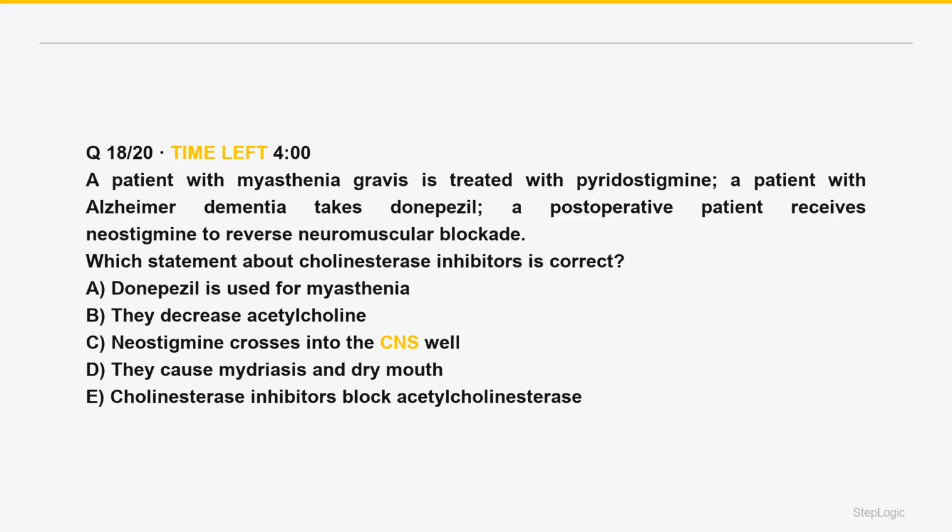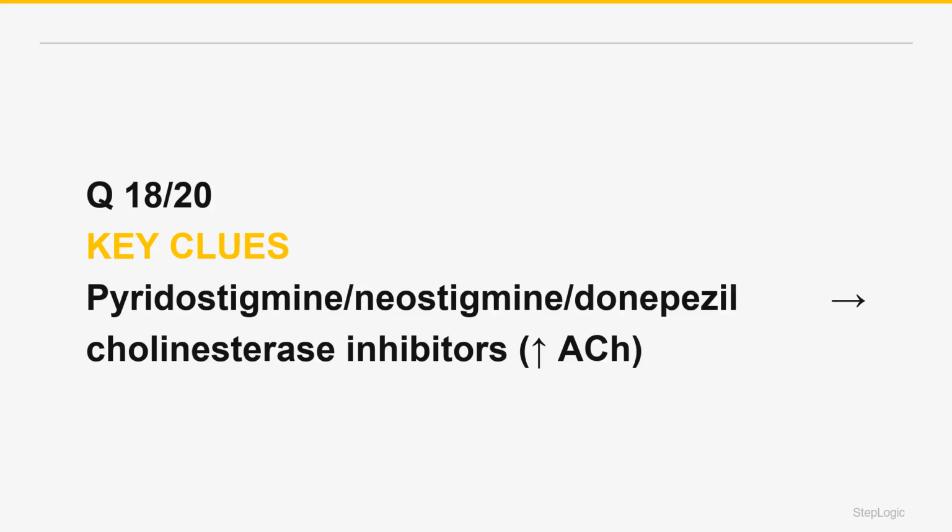Which statement about cholinesterase inhibitors is correct? A patient with myasthenia gravis is treated with pyridostigmine. A patient with Alzheimer's dementia takes donepezil. A post-operative patient receives neostigmine to reverse neuromuscular blockade. Read the command: which cholinesterase inhibitor statement is correct? Block AChE. Uses: myasthenia, blockade reversal, Alzheimer's. Overdose: cholinergic crisis, DUMBBELS, atropine reverses.